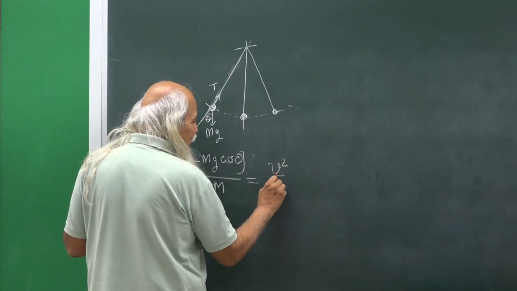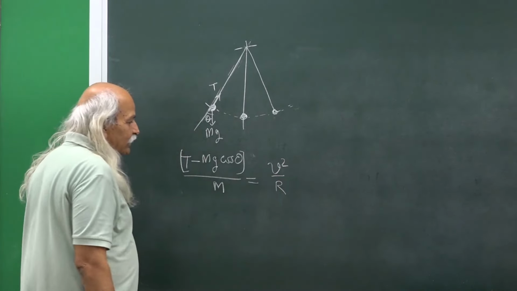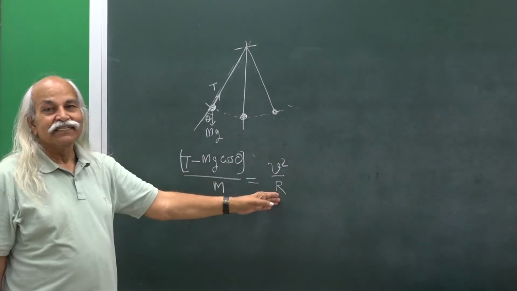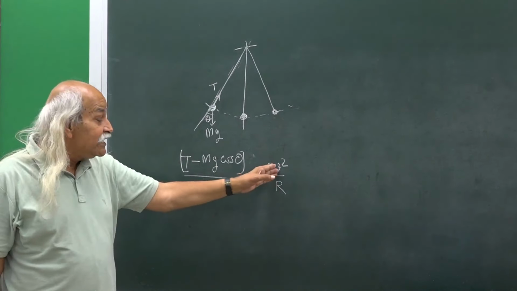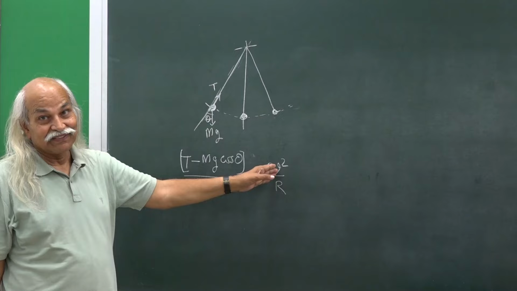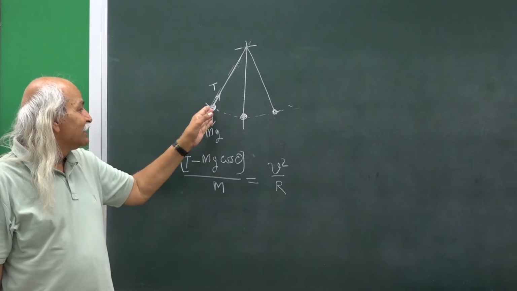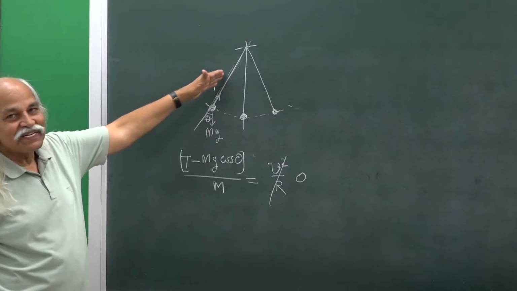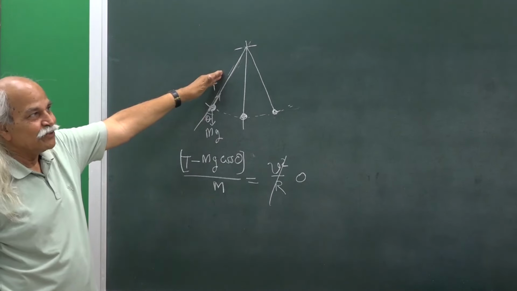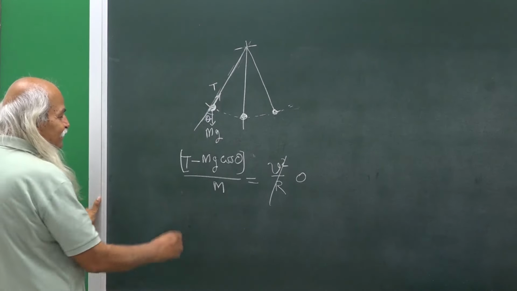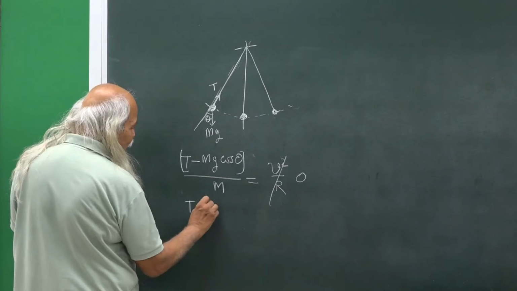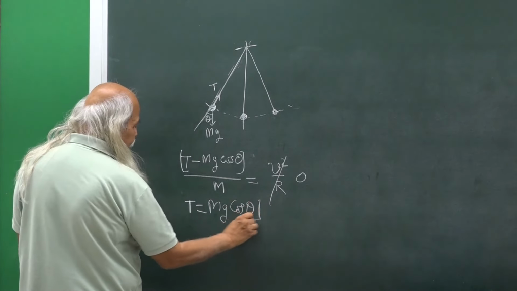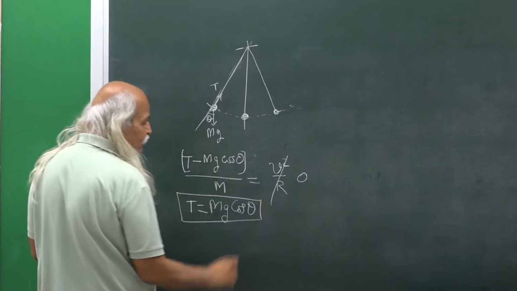If something is going in a circle of radius r, then the acceleration towards the center is v square by r. Now, this is the extreme position, so v is 0. Since v is 0, this is 0 and therefore there is no resultant force in the radial direction. So, T is equal to mg cos theta. This is at the extreme position.